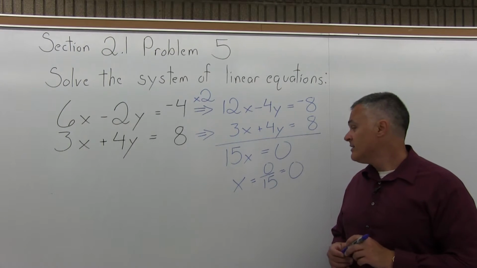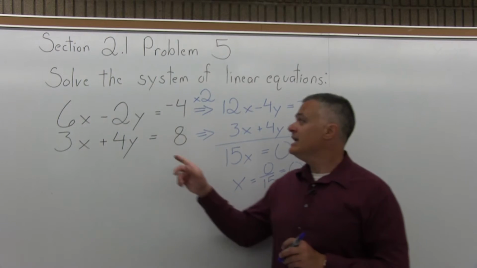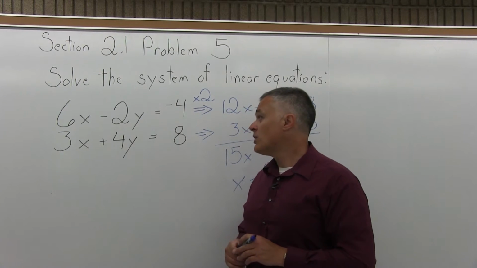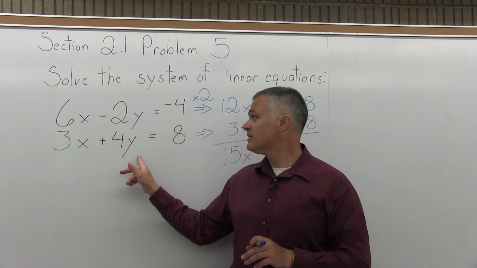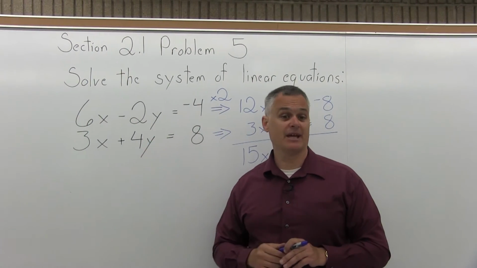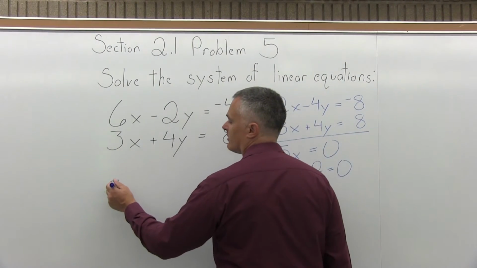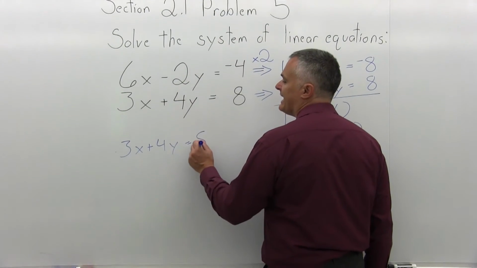Step 4, take your answer from step 3 and plug it back into either of the original equations and solve for the other variable. You should get the same answer either way, but the bottom one seems a little easier to me just because it doesn't have negatives. For that reason, I'm going to work with the bottom equation. So I'm going to start with 3x plus 4y equals 8.